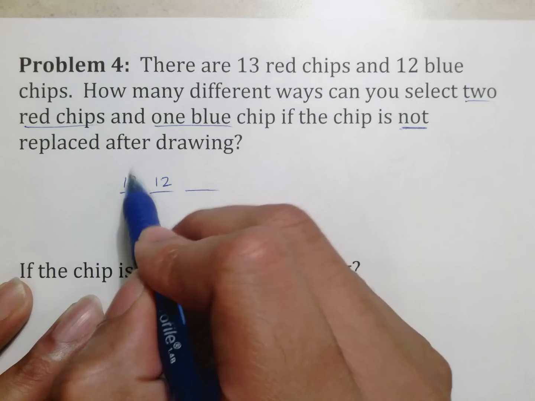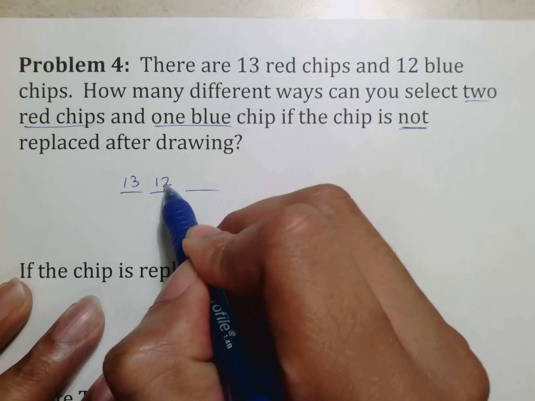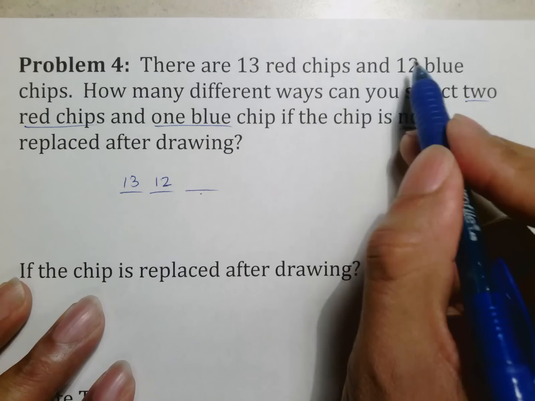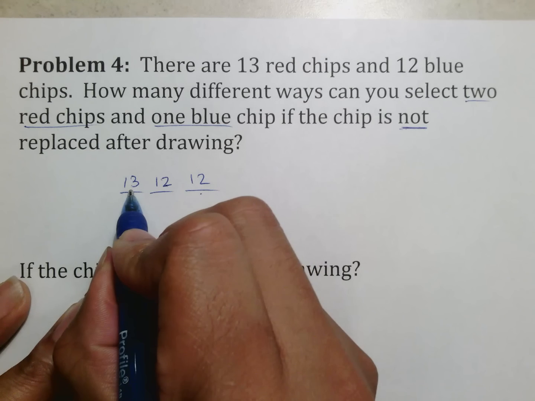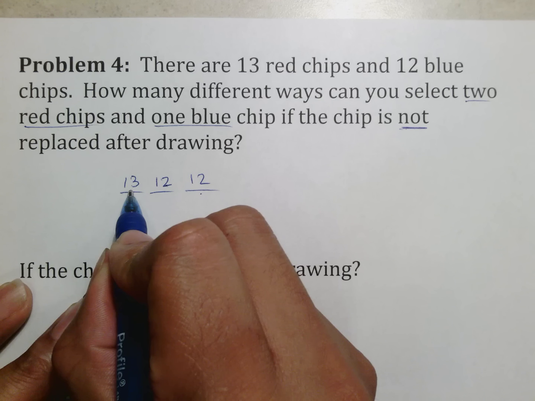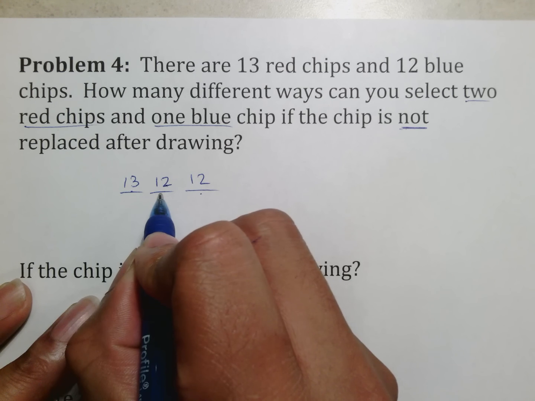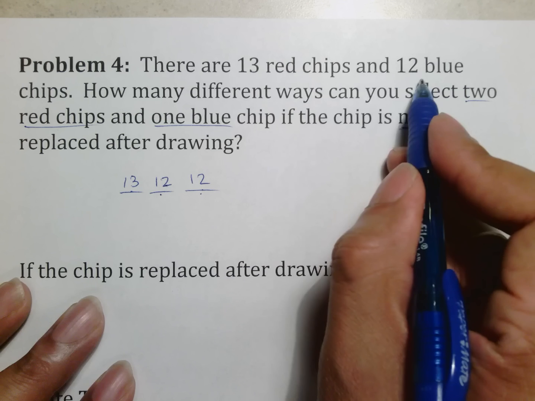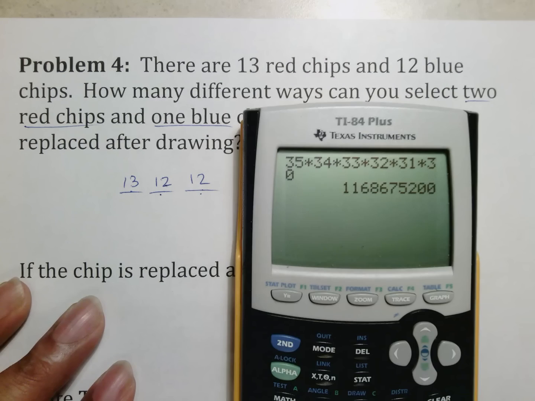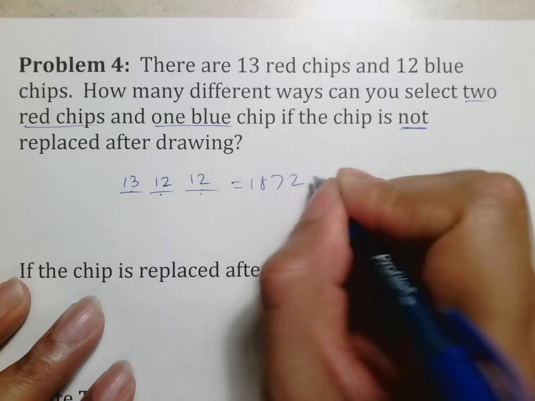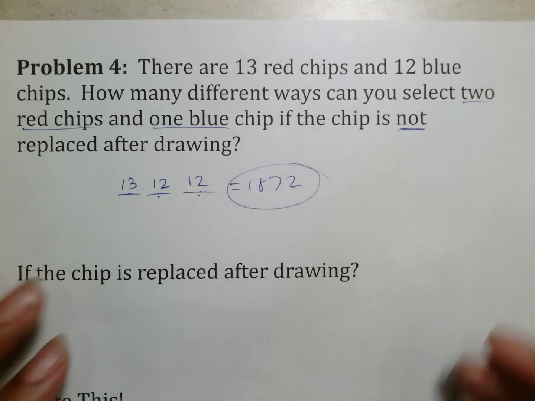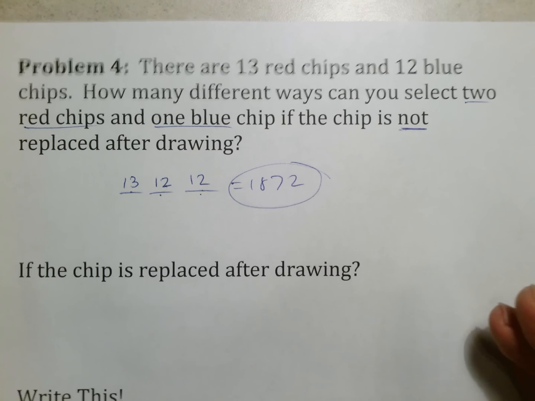So I have one for your 13, one for your 12, and then I want a blue chip, which means that I would choose out of 12. Again, there were 13 red chips to choose from first. I did not put it back, so now there are 12 red chips to choose from, and in the beginning there are 12 blue chips anyway. So multiplying those three numbers gives me the answer of 1872 as the number of ways that I can choose 2 reds and 1 blue.